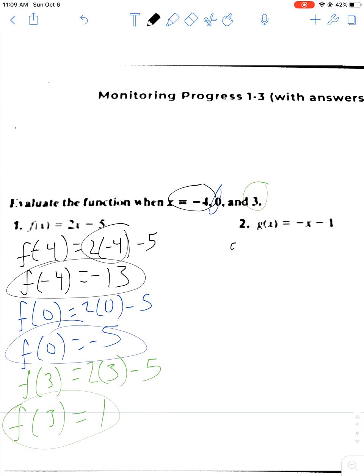Again, but this time it's g of x. That doesn't change anything. It's just a different letter. Replace each of the x's with negative 4. Now notice how even though it was negative 4, I still have to write this negative here, because it's negative x. Negative of negative is positive. And we just get 4 minus 1, which is 3.